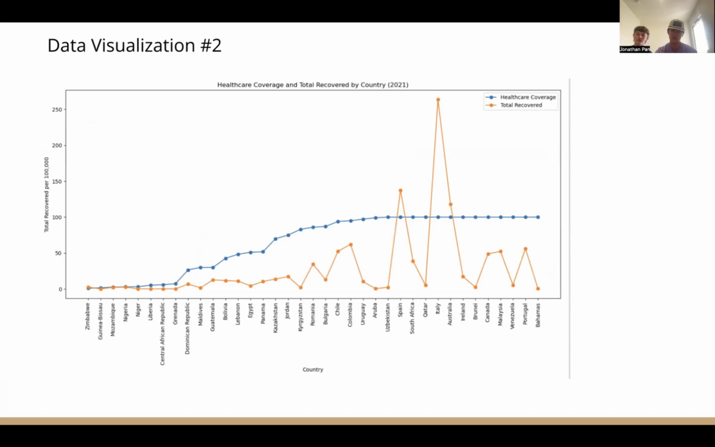From this graph, you can see that at the beginning, countries that have very little healthcare coverage also have very little total recovered. And with countries that have high healthcare coverage, there's a much higher chance of having a really strong total recovered number rather than one near zero.